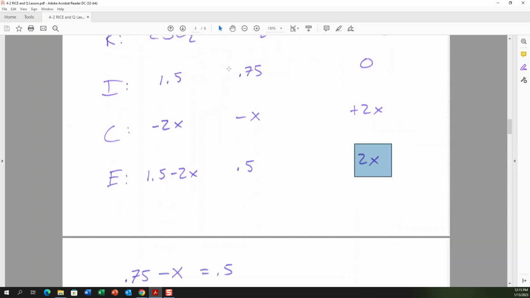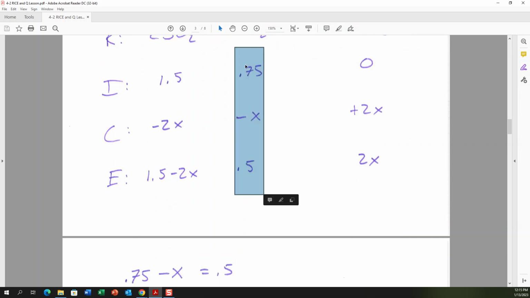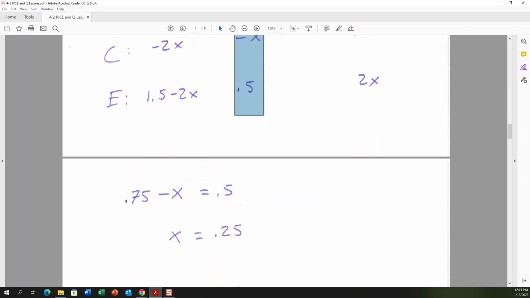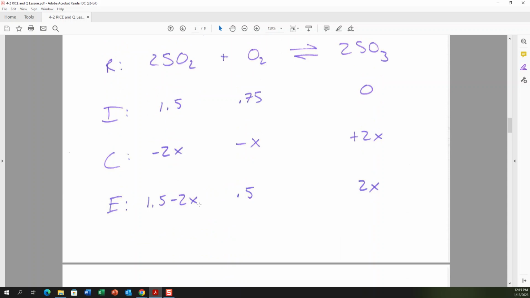Now, because we have an initial and a final amount, and we know what the change is, we can calculate x. So we can say 0.75 minus x equals 0.5. So we can solve for x. We get x equals 0.25. Now that we have x, I can multiply it by 2 to get the concentration of the SO3. I can do 1.5 minus 2 times this number to get the concentration of the SO2.